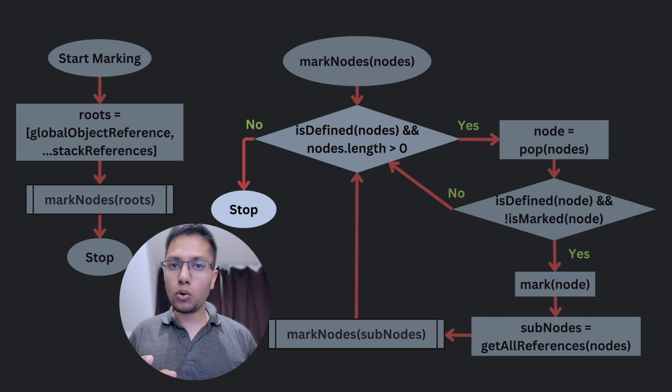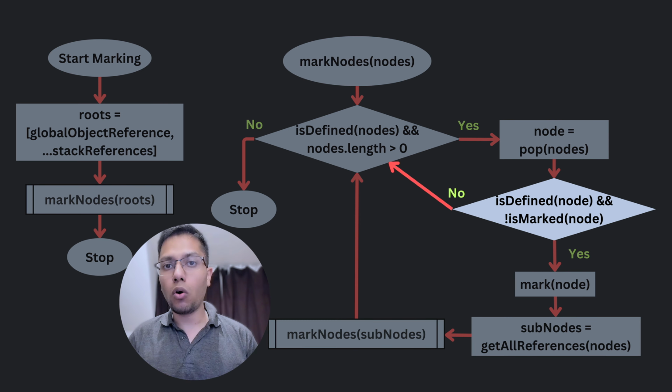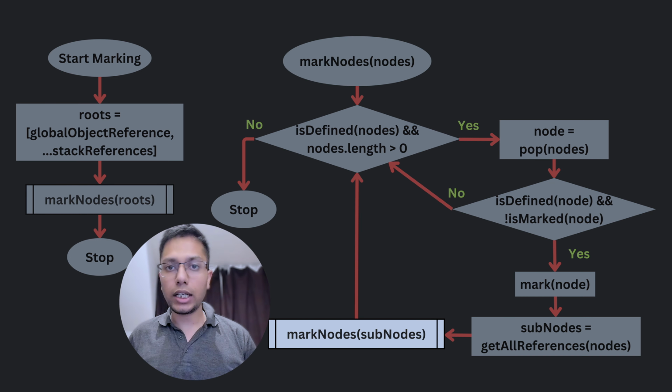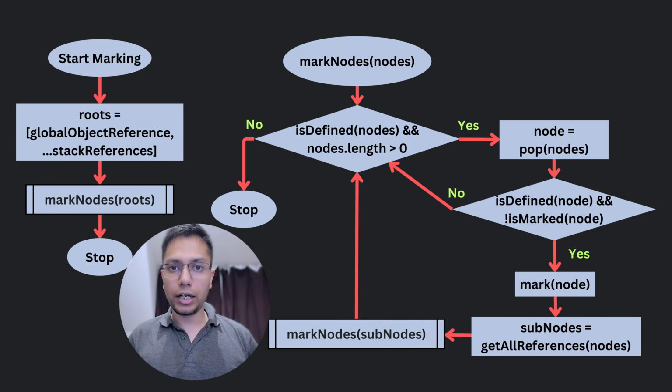Similarly, each root node will be picked up from the list, marked, and then its references to the nodes will be used to mark all the nodes, then its subnodes and so on until all the roots are used to mark all the reachable objects, and then the algorithm will end.